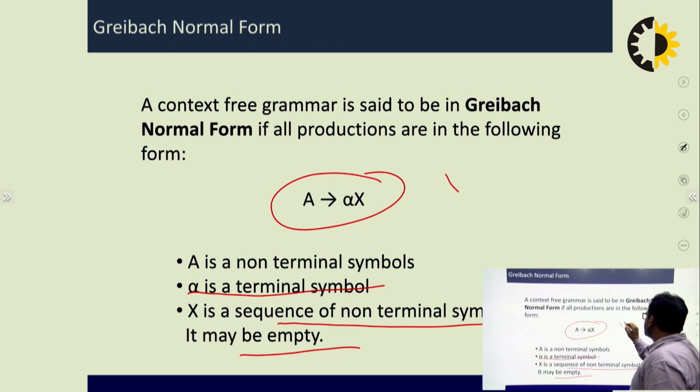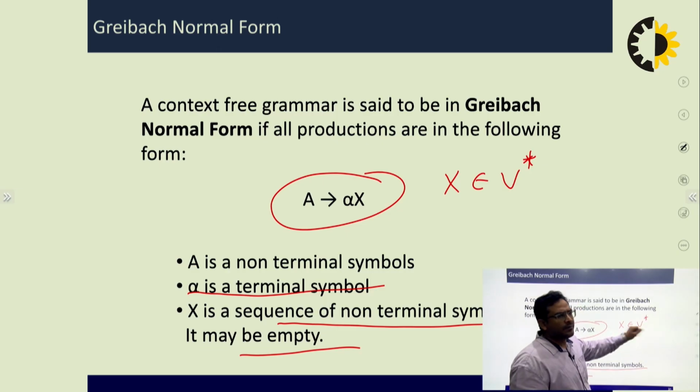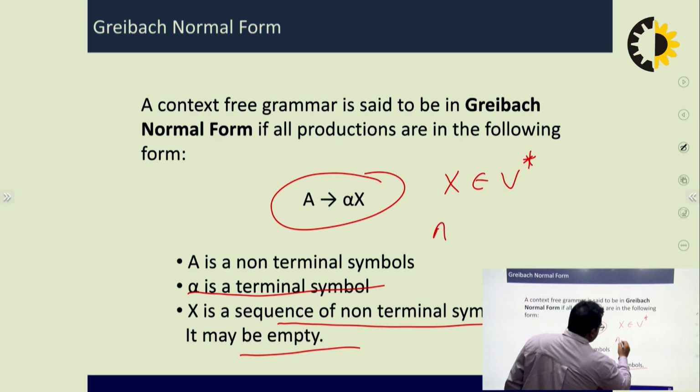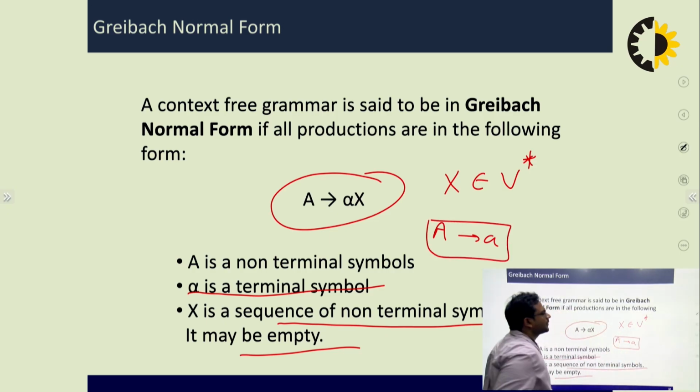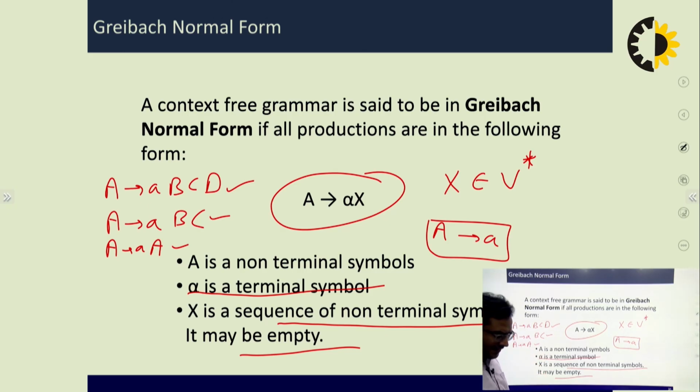This is the mathematical representation. X belongs to V star. Star basically says that it may be null. So A tends to small a is also in Greibach normal form. Or X can be any combination of non-terminals, so we can write A B C D. A tends to A B C, A tends to AA. These three are all in Greibach normal form.